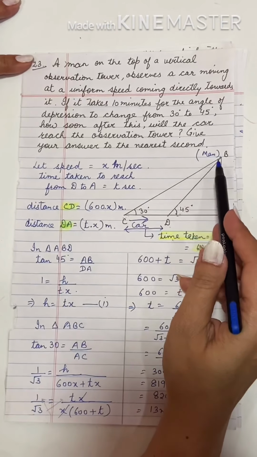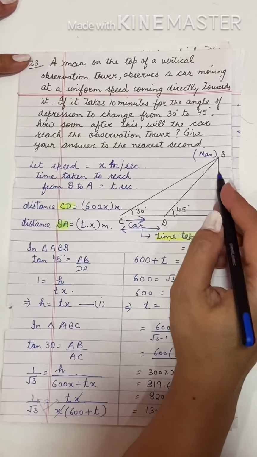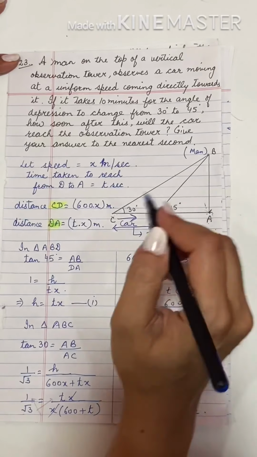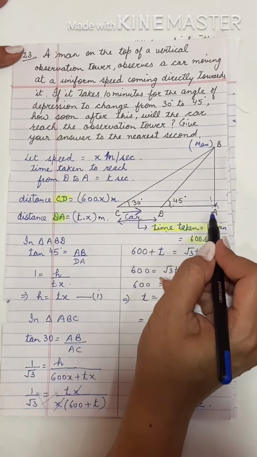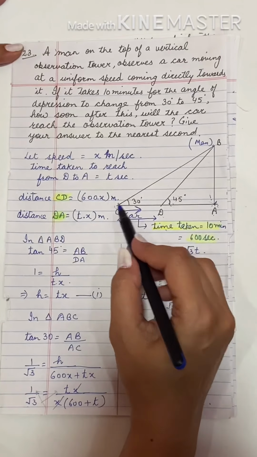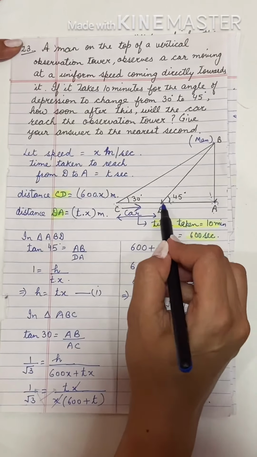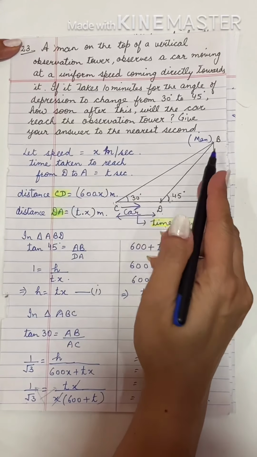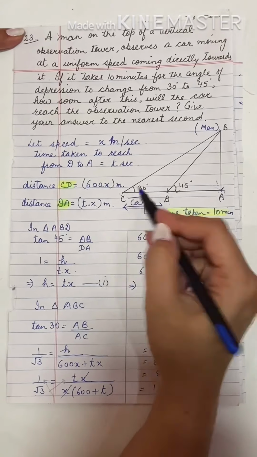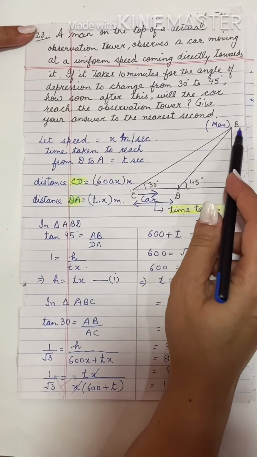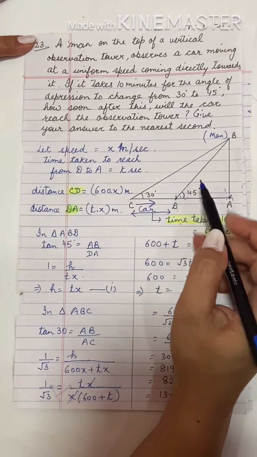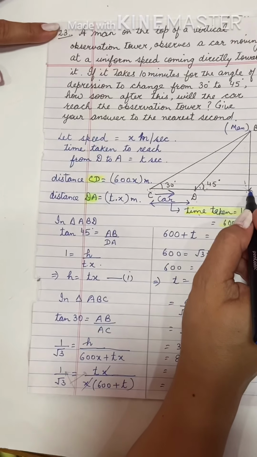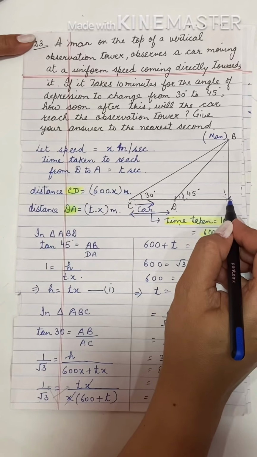I'll explain the question with the help of this diagram. AB is the vertical tower we are having. The car is at point C and it is moving towards the tower. So after 10 minutes it reaches point D. At point C, the angle of elevation is given to be 30 degrees, and at point D, the angle of elevation becomes 45 degrees. And you have to tell how much time it will take to reach the point A, right?